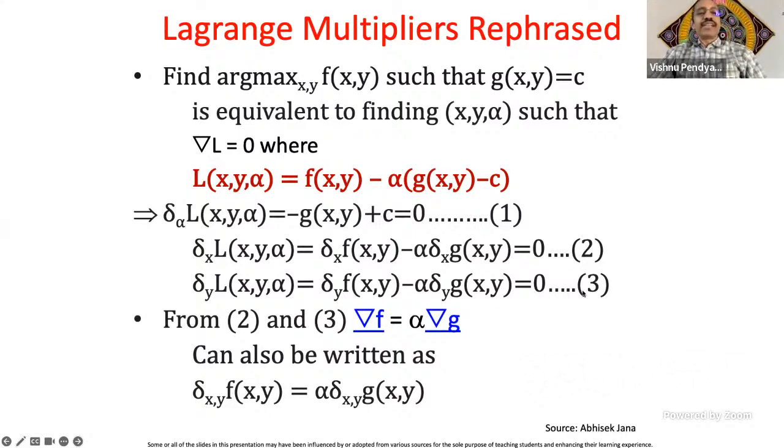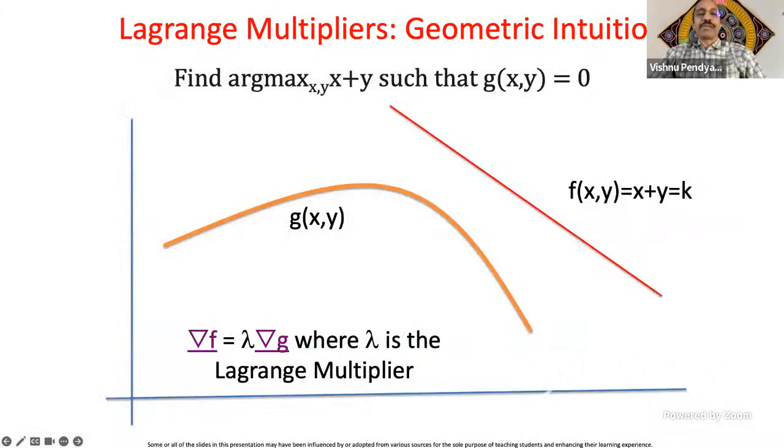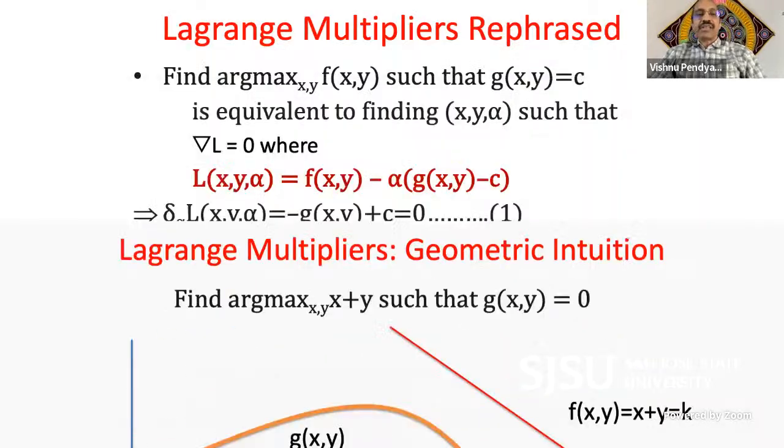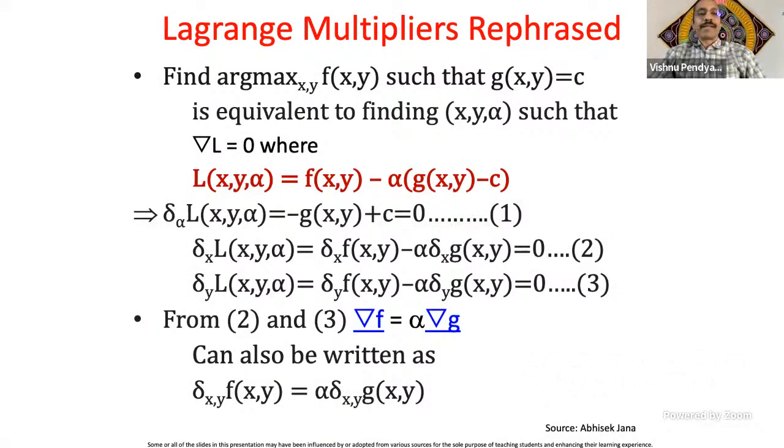So from 2 and 3, you can easily see that the gradient of f(x, y), there's no alpha. Remember, f is a function of x and y. So the gradient of f is equal to alpha times the gradient of g. It matches with our initial intuition, right? The slopes are matching, and therefore the gradient of f should be equal to the gradient of g. So that's matching with our intuition, right?